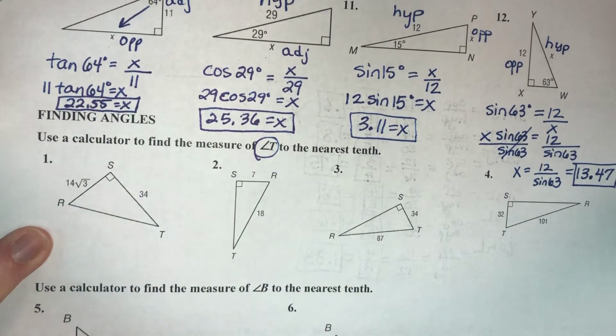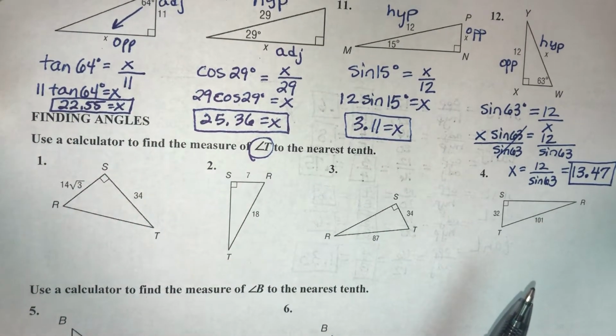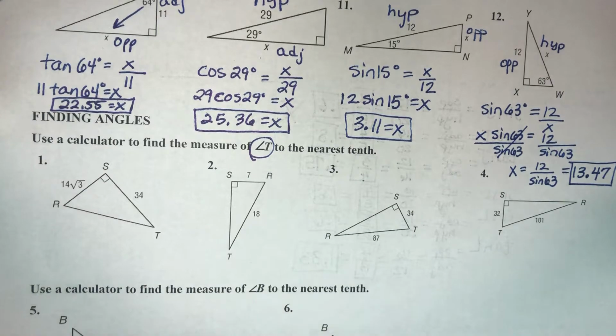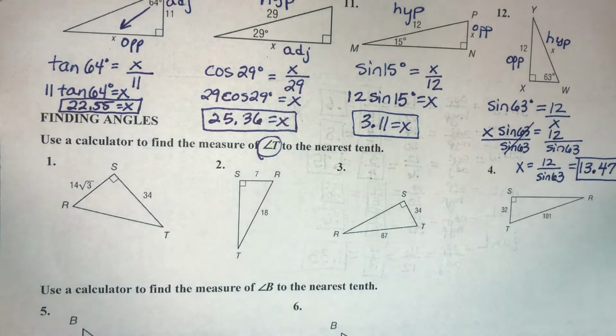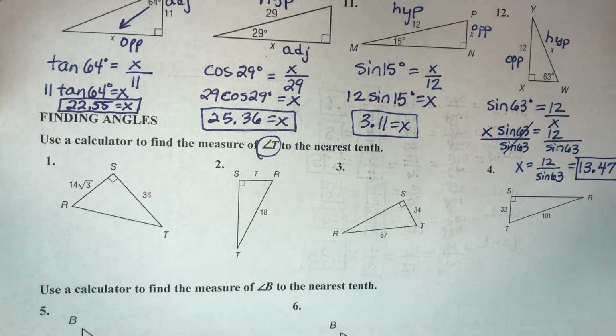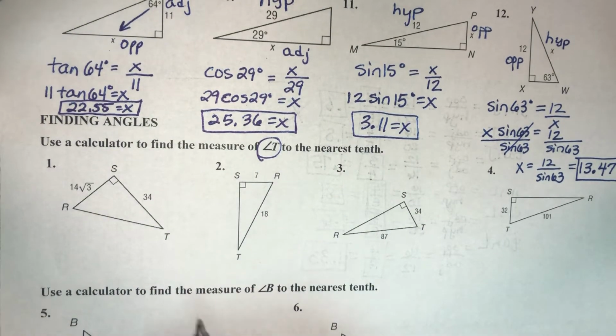So all the problems we did last time were finding the measurements of the lengths of sides of triangles, and today we're going to use the trig functions to find the measure of an angle in degrees.